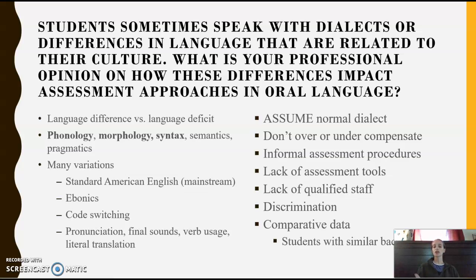So oftentimes we can use comparative data, where you would use students of a similar background, similar culture, things like that, to compare their data to. So if a student that you're testing is saying a phrase, then also listen to how a typical student of that culture or language speaks, and then compare the two to get a more accurate assessment reading.